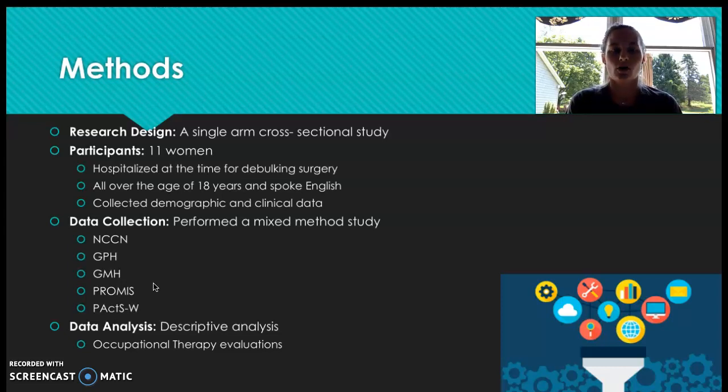After all of those assessments were used, they collected their data and decided to analyze it. They used descriptive analysis. They were able to analyze their data by using the demographic data as well as the structured surveys. Occupational therapy evaluations were also used, along with semi-structured interviews, to capture the experiences of the women after surgery.